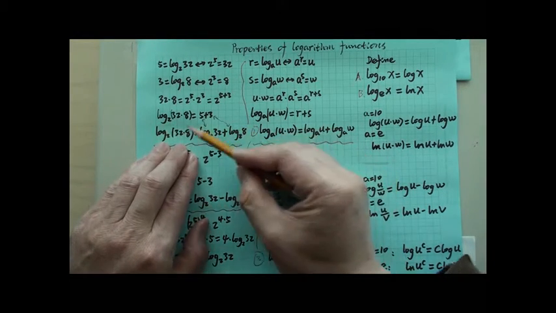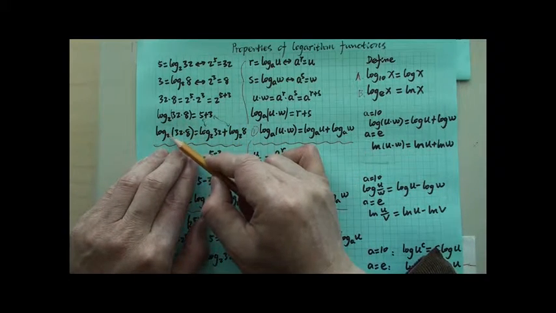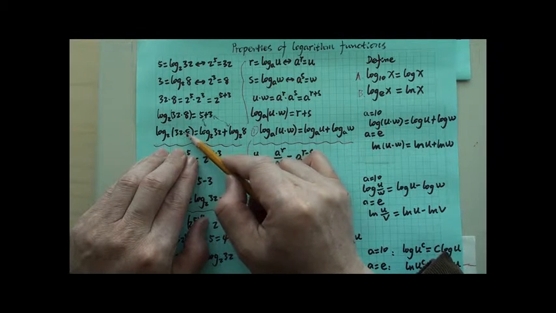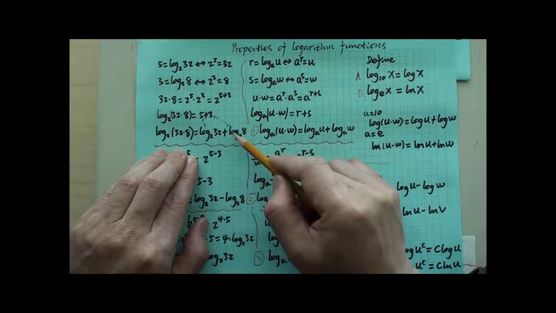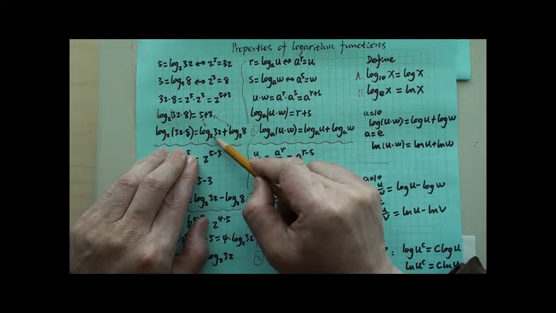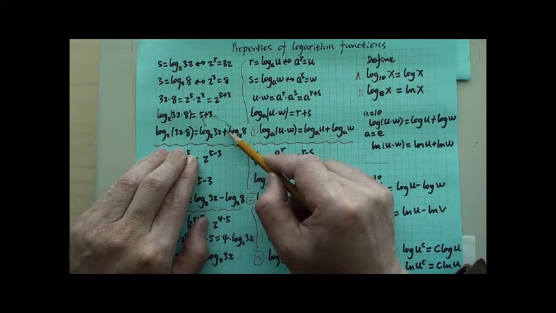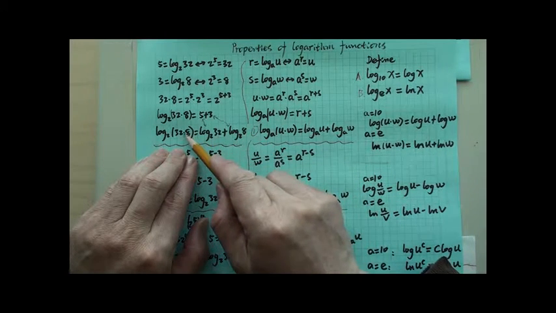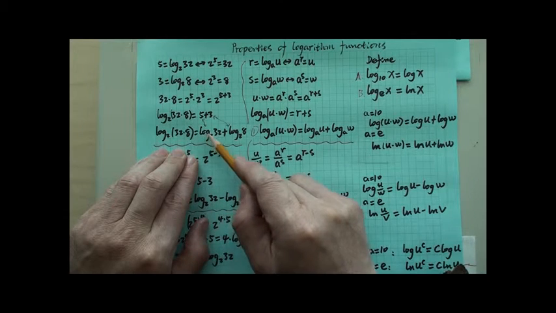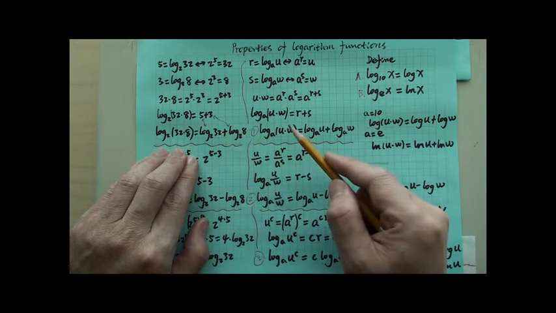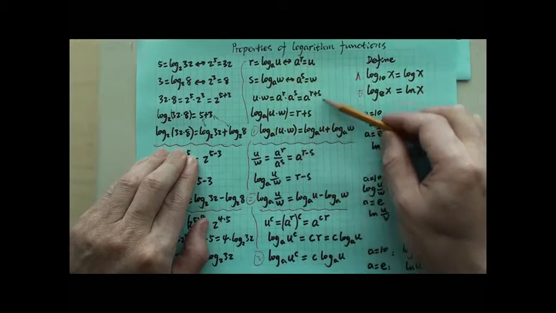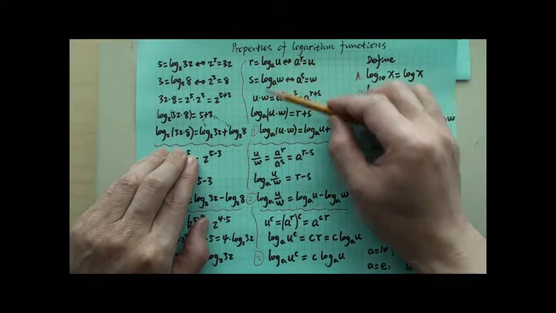Then you know, look, left-hand side is log base 2 to the 32 times 8. Right-hand side is log base 2 to the 32 plus log base 2 to the 8. So basically, we changed the multiplication into addition. And here is the actual proof. This is true for general.